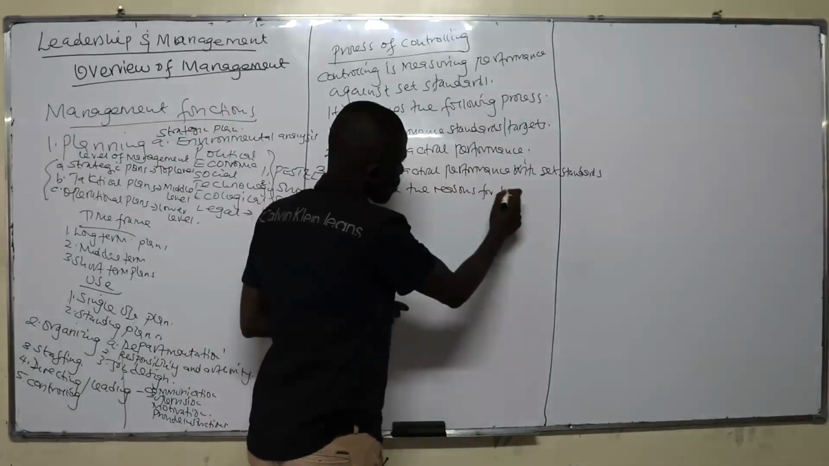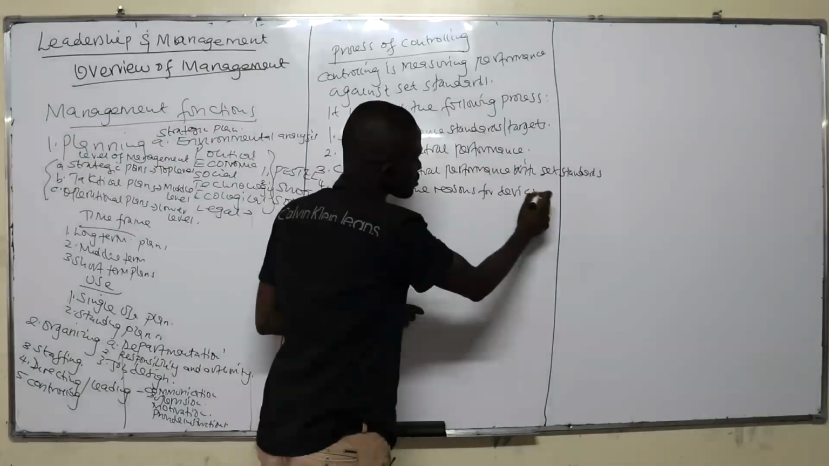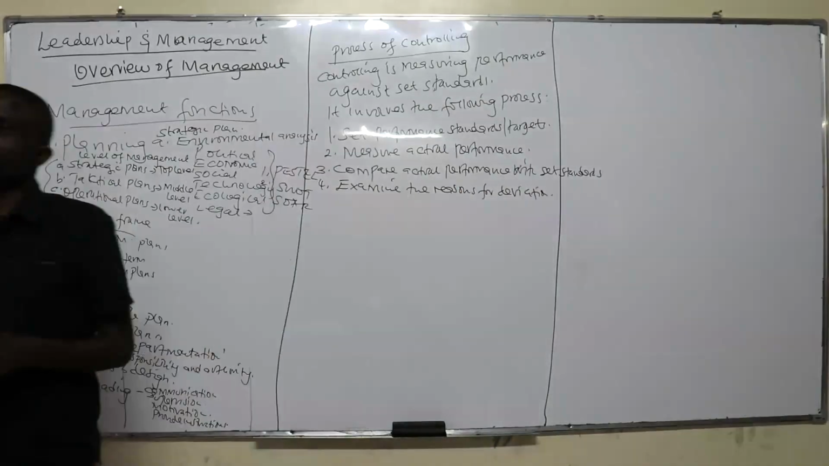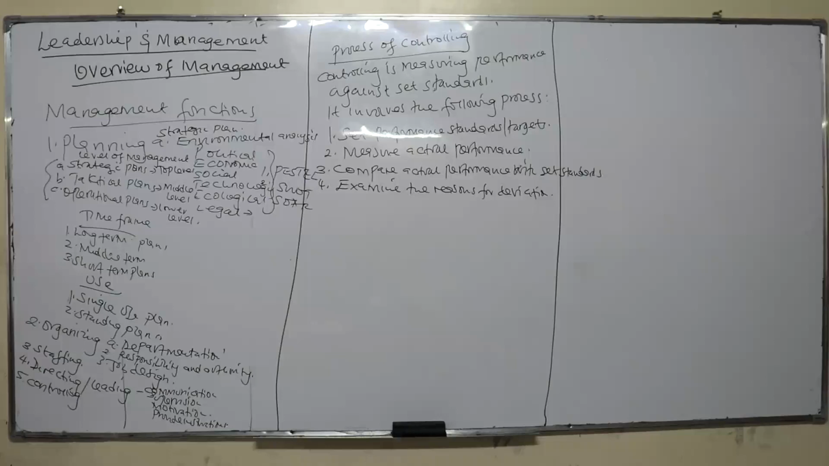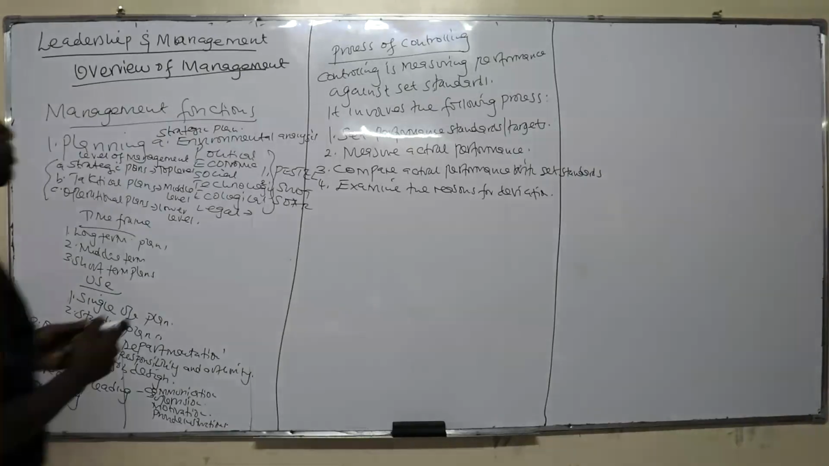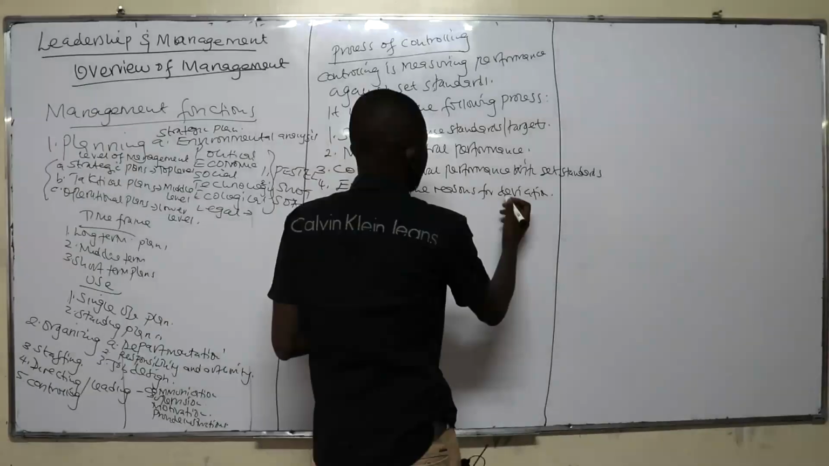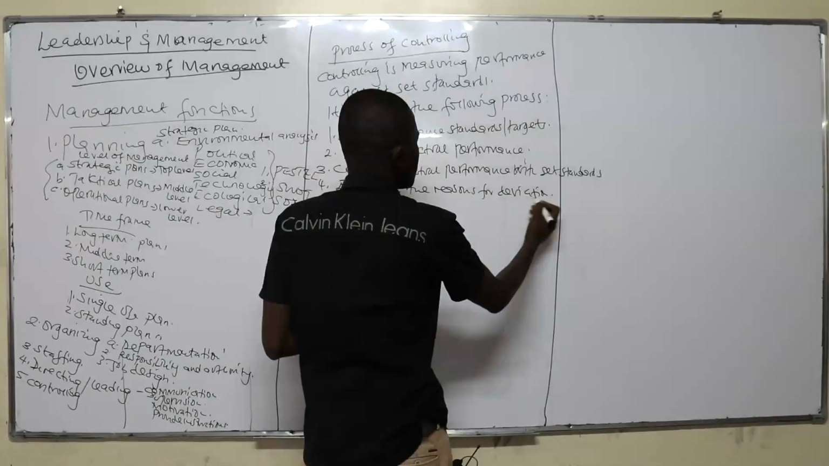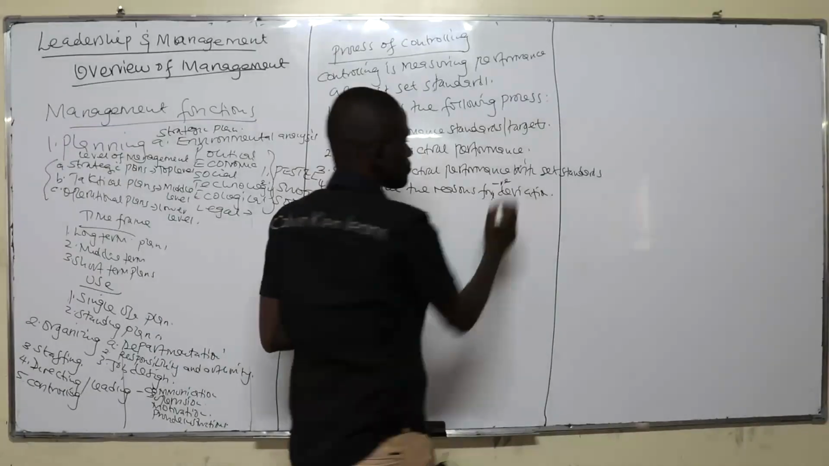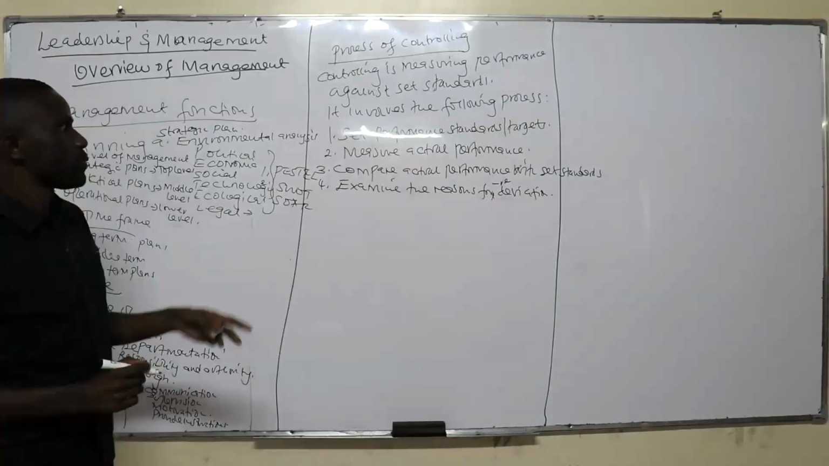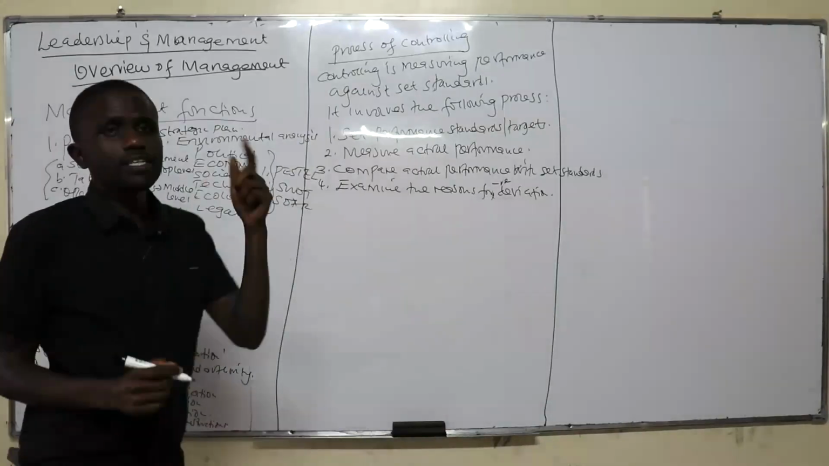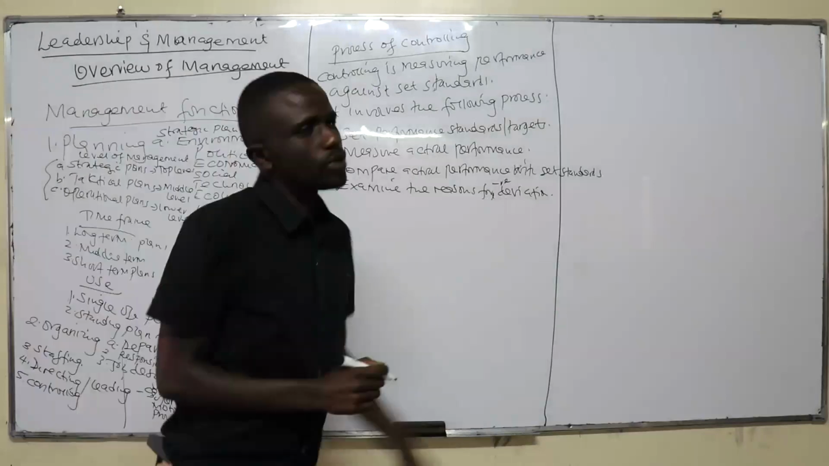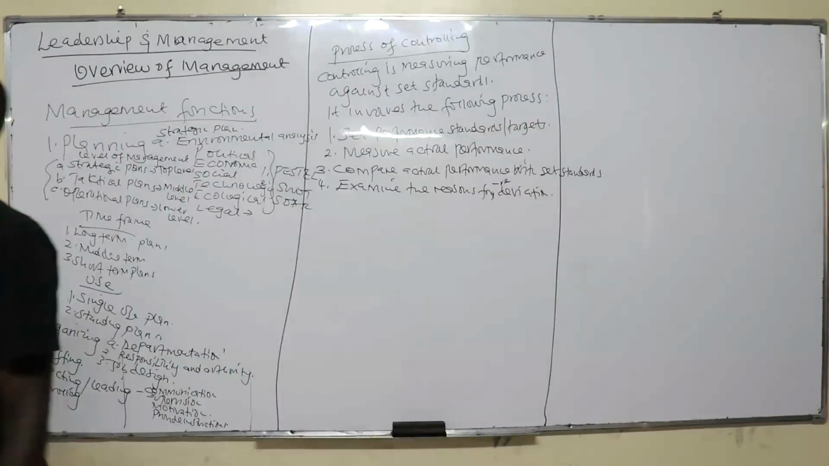What could be the possible reasons for deviation? Why could there be deviation? Let's make an assumption that the deviation is a negative deviation, where maybe we had set performance standards that we are going to achieve 11 million as our profit, but we achieved 3 million. What could be the possible reasons for deviation?